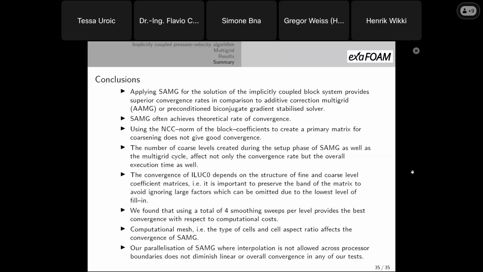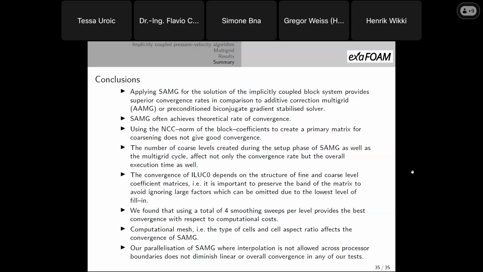To conclude, the only linear solver with which we have been able to achieve a theoretical rate of convergence was the selection AMG. We have tested different variants of how to represent the block matrix as a scalar matrix to do the setup phase of the SAMG. And we have concluded that using the pressure equation is the most natural and efficient way. So choosing the pressure Poisson as the criterion.